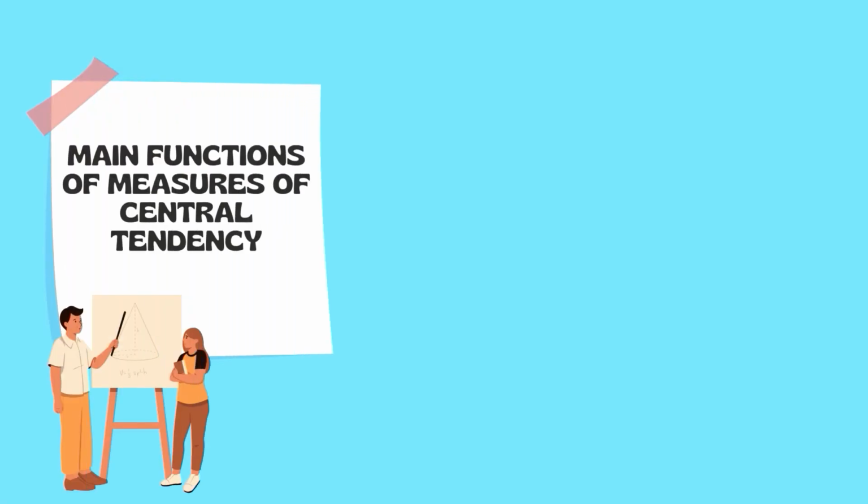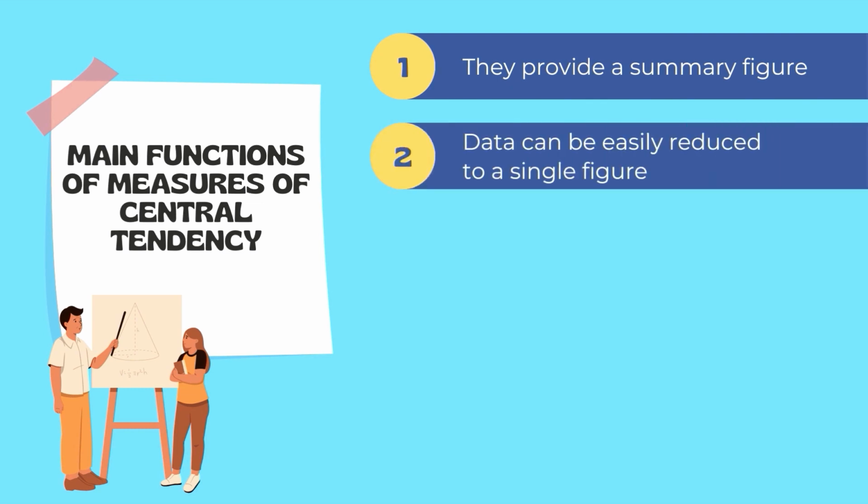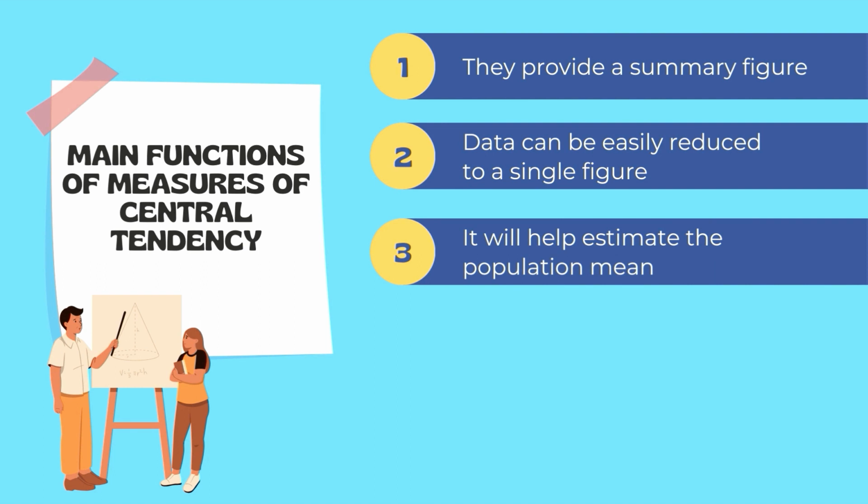If you talk about the main function of the measure of central tendency, we can say it provides a summary figure, a single figure that can explain more about the data. Data can be easily reduced to a single figure, which is also one of the functions of central tendency. It will help to estimate the population mean. You are aware that in any study, in any research, we can't observe all the units of the entire population. So what we do is select a certain number of samples, and on the basis of that sample we make inferences about the population.